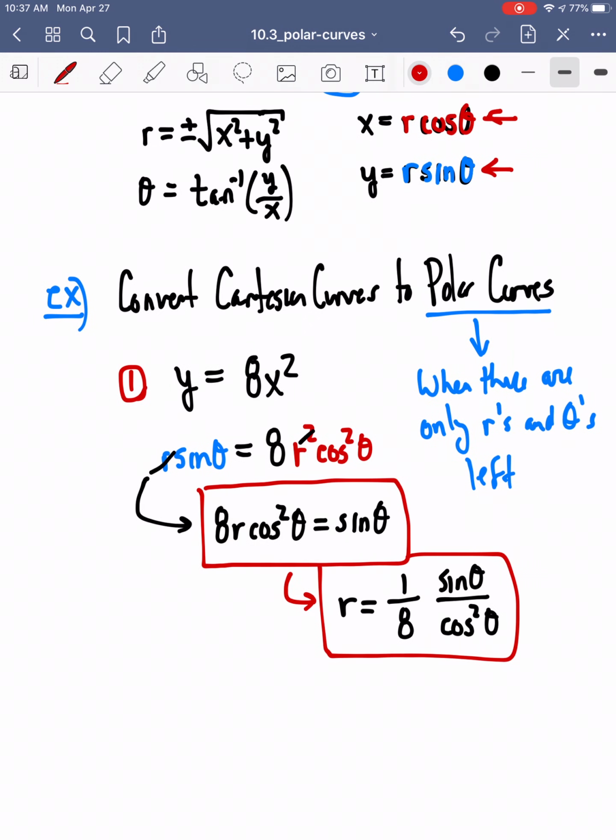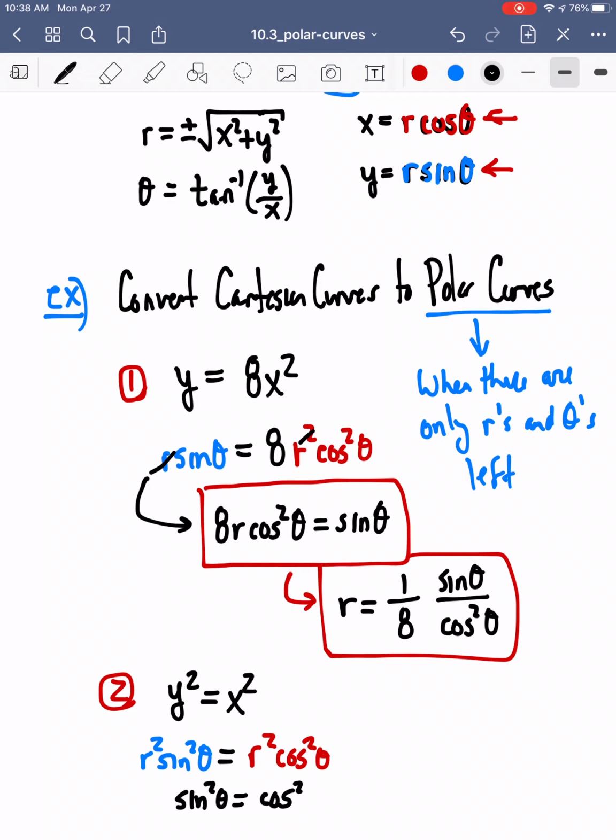All right, let's do another example. This time, let's convert y squared equals x squared. Again, we just take what we know from those transformation equations. We know y is equal to r sine theta, so y squared is equal to r squared sine squared theta. And x squared is equal to r squared cosine squared theta. So what we have now is a curve in which sine squared theta equals cosine squared theta. In other words, tangent squared theta is equal to 1.